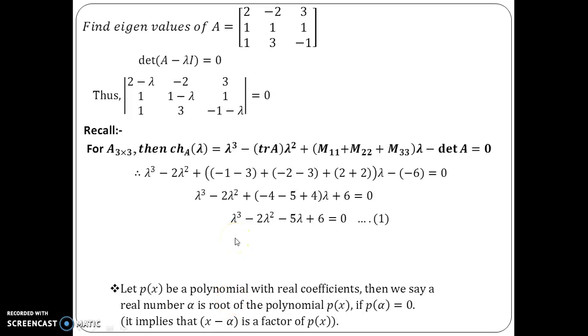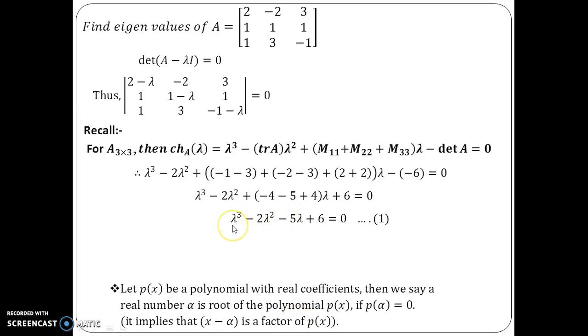So finally what I have is lambda minus alpha as a factor I should be able to find. So I have to choose a number alpha which will help me to get my polynomial equal to 0. Just by trial and error we can do this. For example, just see, I'm putting lambda equal to 1 in this LHS part. So 1 minus 2 minus 5 plus 6. If I calculate the LHS, I get the answer 0. Therefore, LHS is 0, RHS is also 0. Therefore, I see that this polynomial is boiling down to 0 and it is satisfying. That means lambda minus 1 is a factor of this polynomial.